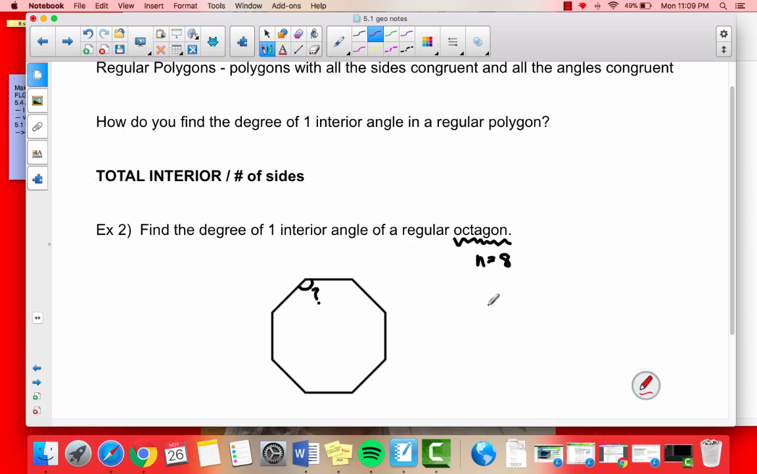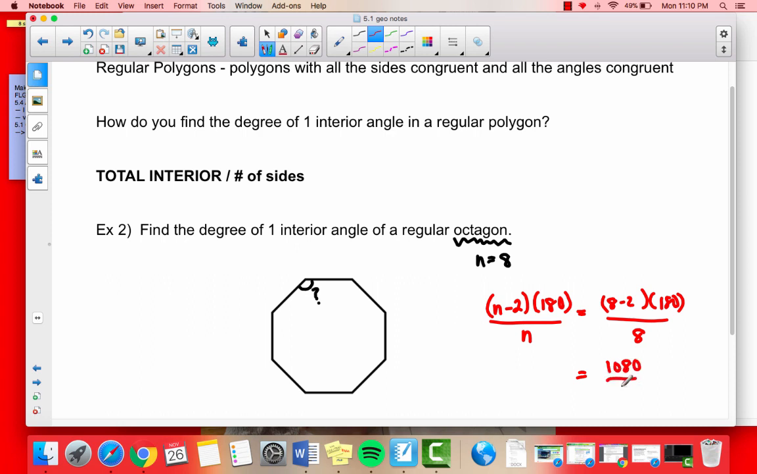Remember the formula from the first part of the notes. n minus 2 times 180. That's the total for any polygon, divided by the number of sides. So if I simplify this, I get 8 minus 2 times 180 and divided by 8 because it's the number of sides. So do everything on the top first. So I get 6 times 180. That's going to get me 1080. That's the total of an octagon divided by 8. And that gets us 135.